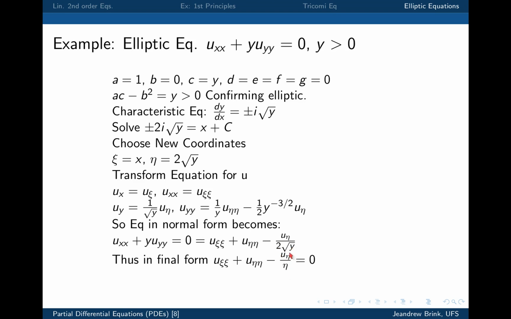So you have to replace the square root of y, which in this case is simply eta over 2. Okay, so 2 times the square root of y is eta, and a half times 1 over the square root of y is just 1 over eta. And that's your normal form.